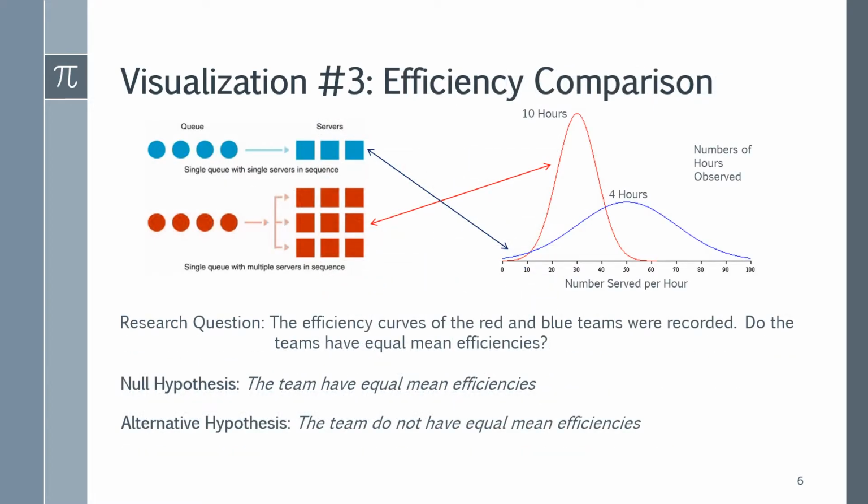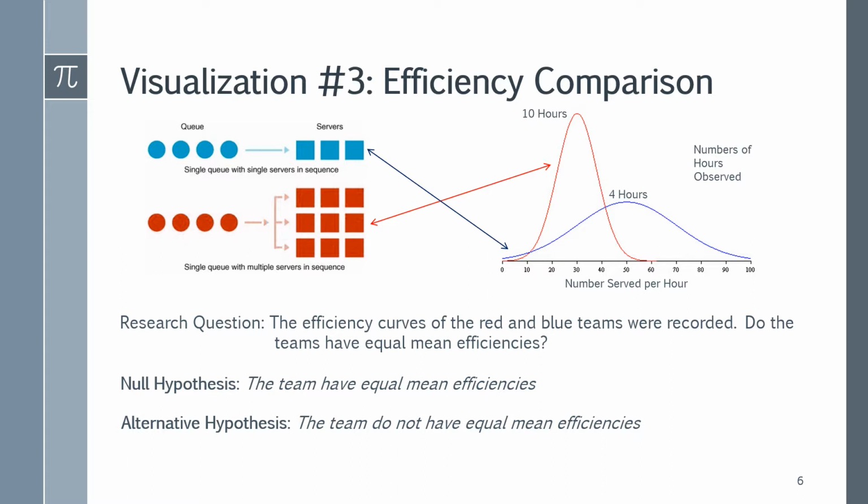Visualization number 3, efficiencies comparison. This is comparing two groups, and we have our blue and red bell curves. The red bell curve is at 10 hours, while the blue bell curve is at 4 hours, and we are comparing the number of hours observed by the number served per hour. Research question: the efficiency curves of the red and blue teams were recorded. Do the teams have equal mean efficiencies?